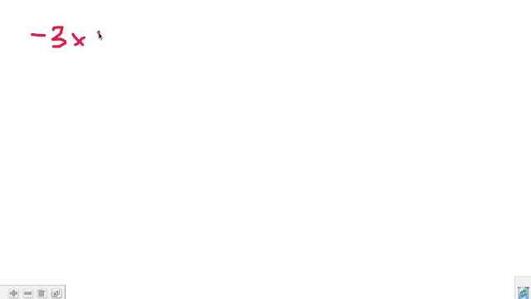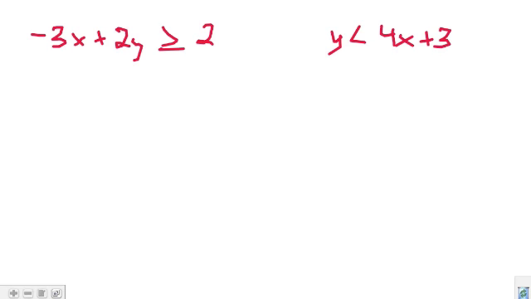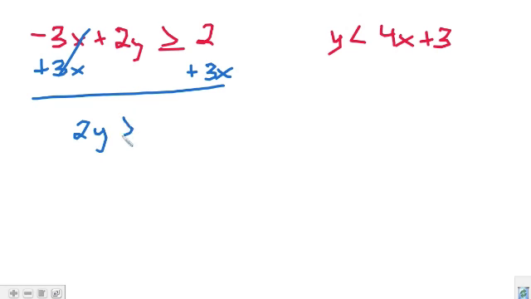We have 3x plus 2y is greater than or equal to 2. And then we have y is less than 4x plus 3. Okay? Now, let's go ahead and get these in slope-intercept form, which means I'm going to move the x. So I'm going to add 3x to both sides. We want that y by itself. Remember, y equals mx plus b. So we get 2y is greater than or equal to 3x plus 2. Remember, always put the x first.